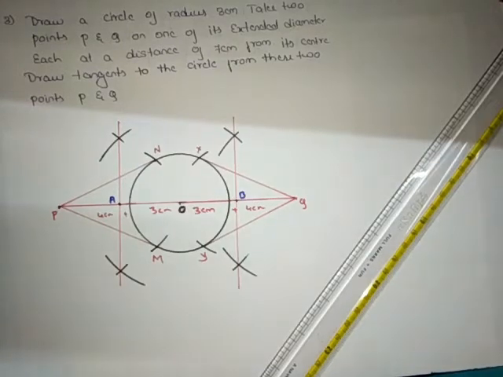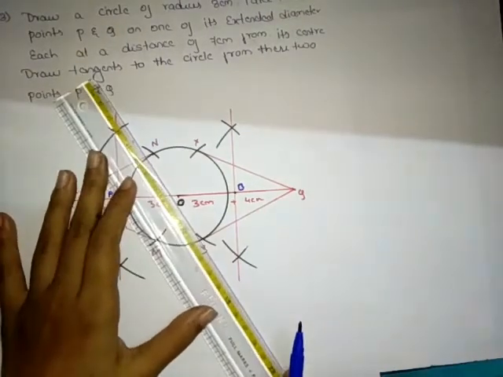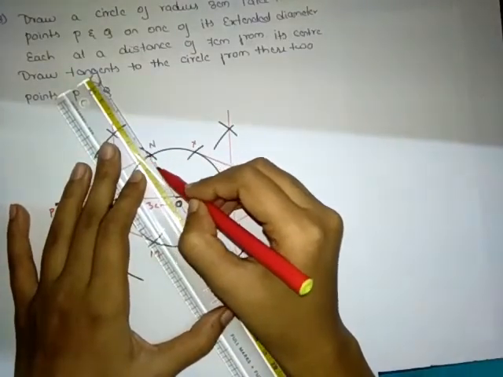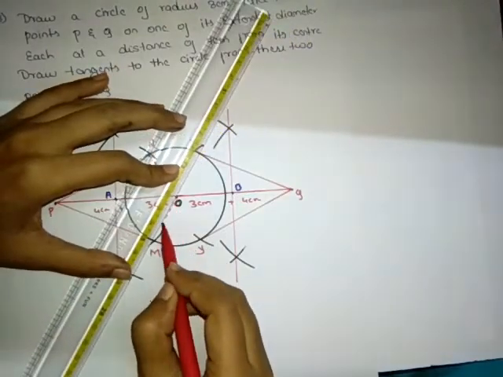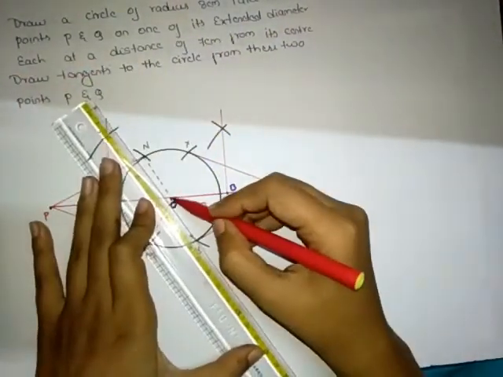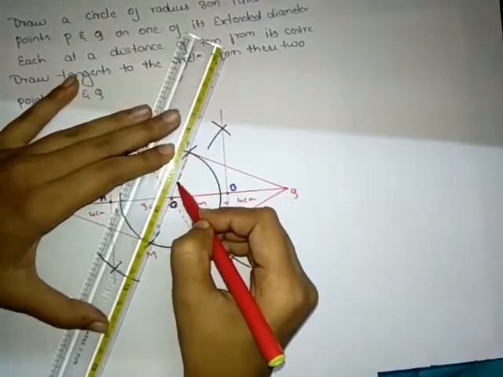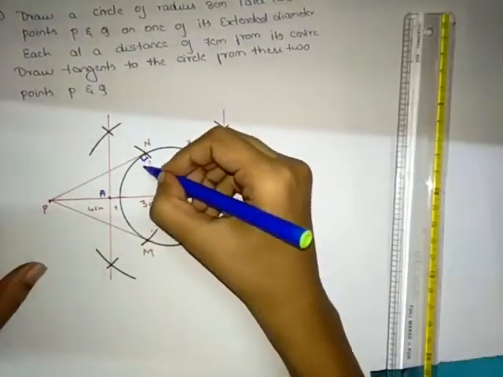Right. Then we need to justify here. To justify here we require the radius, which makes an angle of 90 degrees with the tangents here, isn't it? So we'll draw here a line that is a radius. ON will be the radius here and ON will be again a radius, and here also they make an angle of 90 degrees.